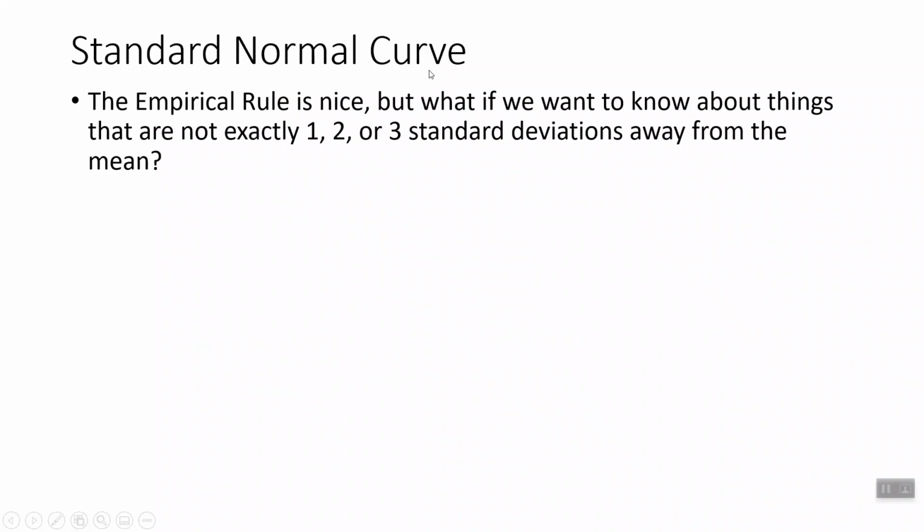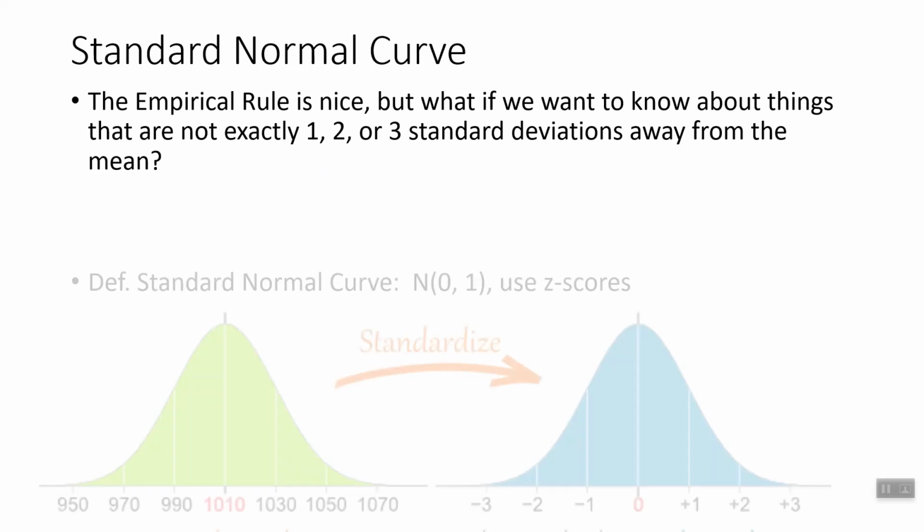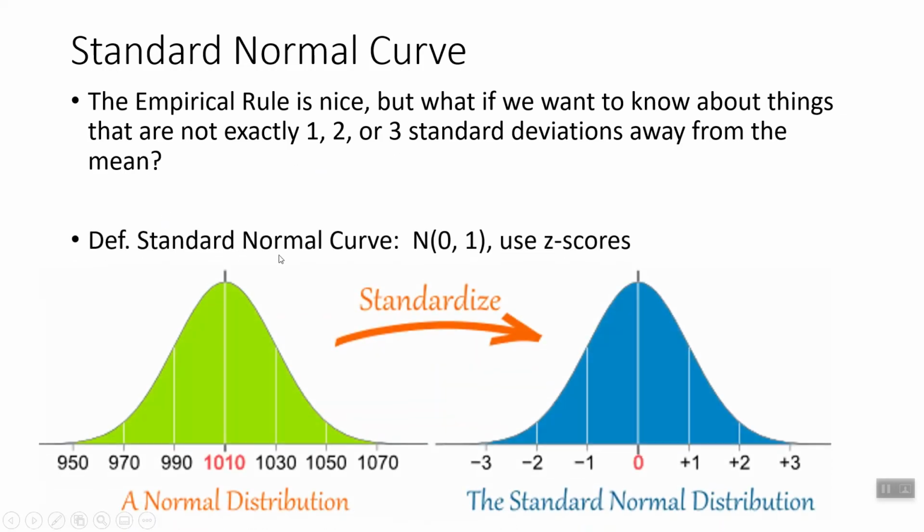All right, so our standard normal curve. So we've got our empirical rule. It's nice, but it only works if we know things are exactly 1, 2, or 3 standard deviations away from the mean. If we don't have things that are exactly 1, 2, or 3 standard deviations away from the mean, we need to do something else. So this is where they had the idea to come up with this standardized normal curve. And if you hear the word standardized, hopefully you think of standardized scores or z-scores.